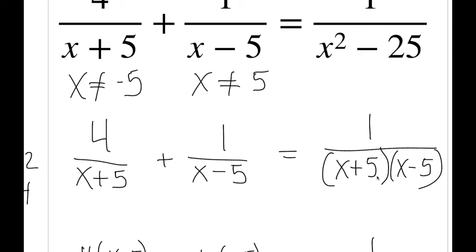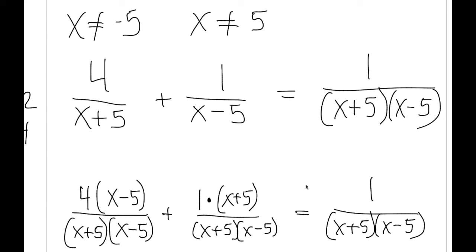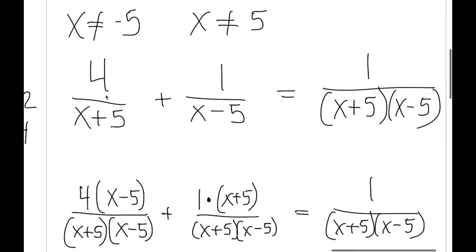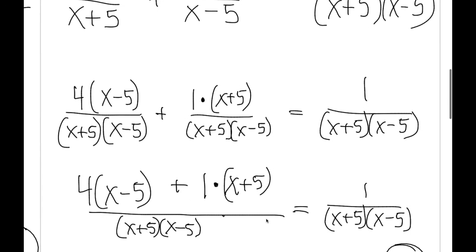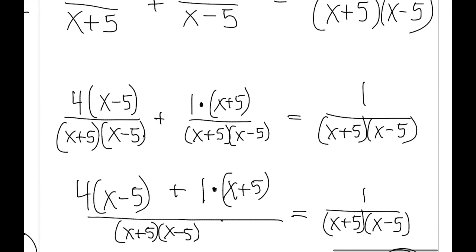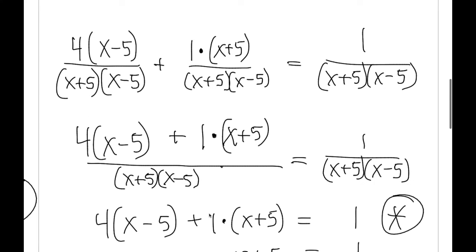From all these fractions, the least common denominator is going to be this one right here, because you can multiply this fraction by x minus 5 to get the least common denominator. You can multiply this fraction, both the top and the bottom, by x plus 5 to get the least common denominator. Now that we have common denominators, we can add the fractions together. You combine the numerators, and notice the denominators stay the same. And then we can clear the fraction.